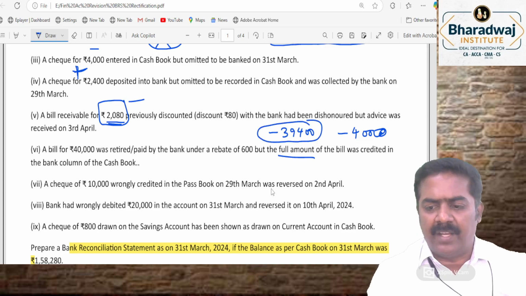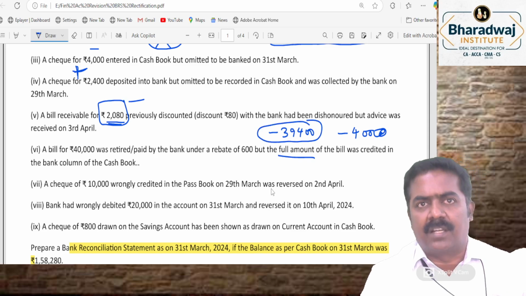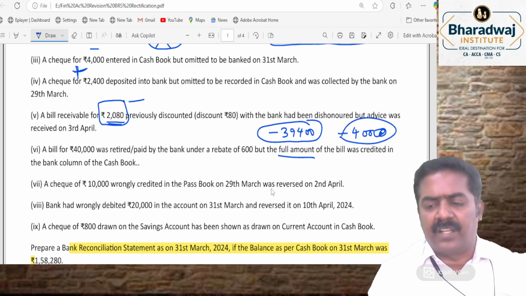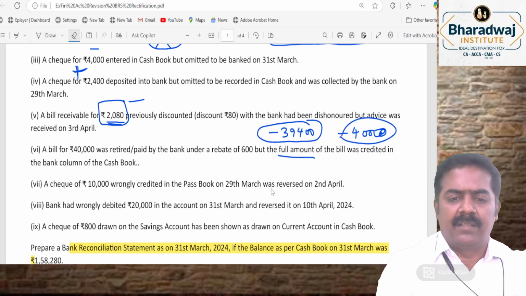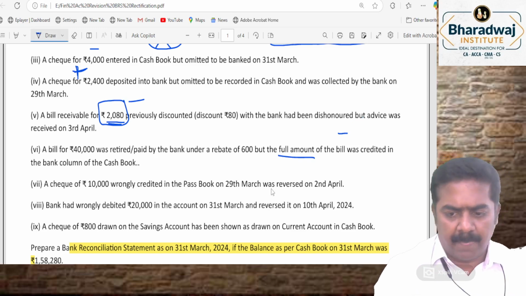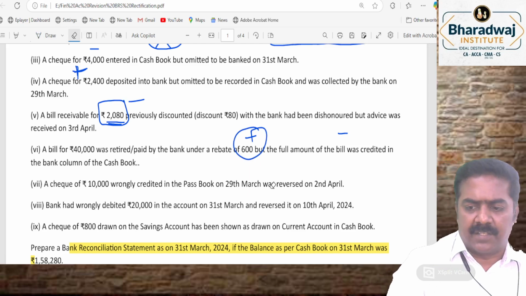Bank has paid only 39,400, that is 40,000 minus 600. They would have deducted only 39,400, but we deducted the full 40,000. How much extra amount we deducted? 600 extra. What to do? Add back that 600.